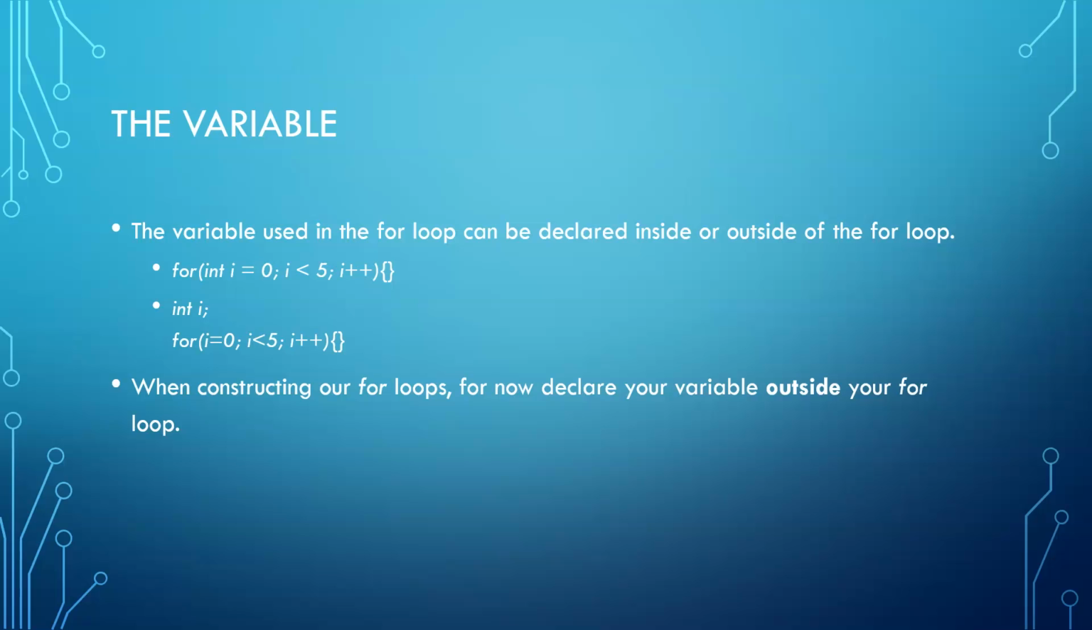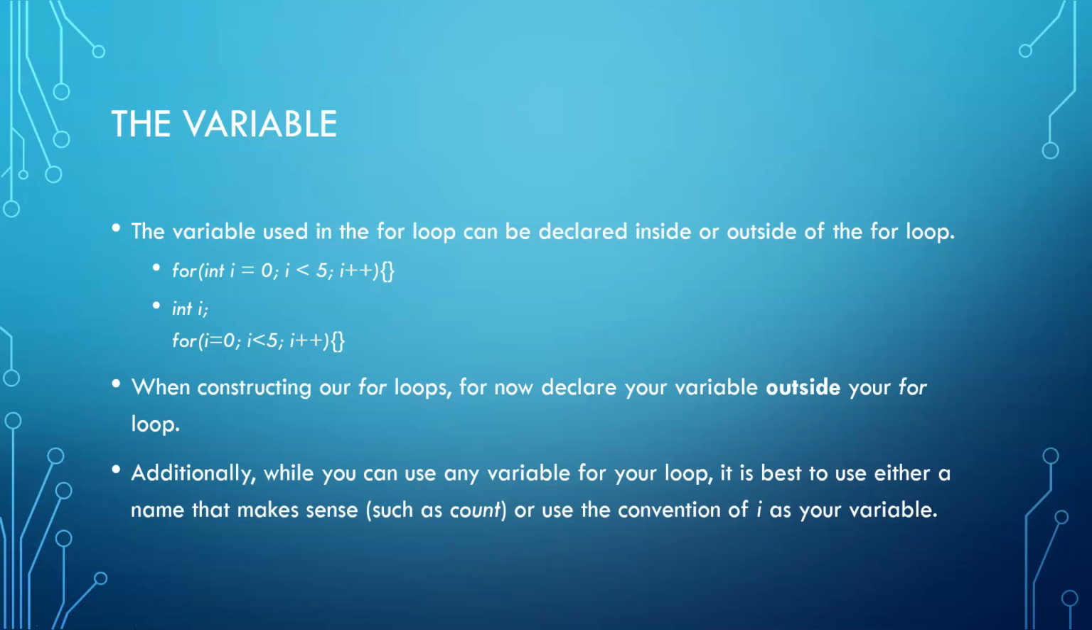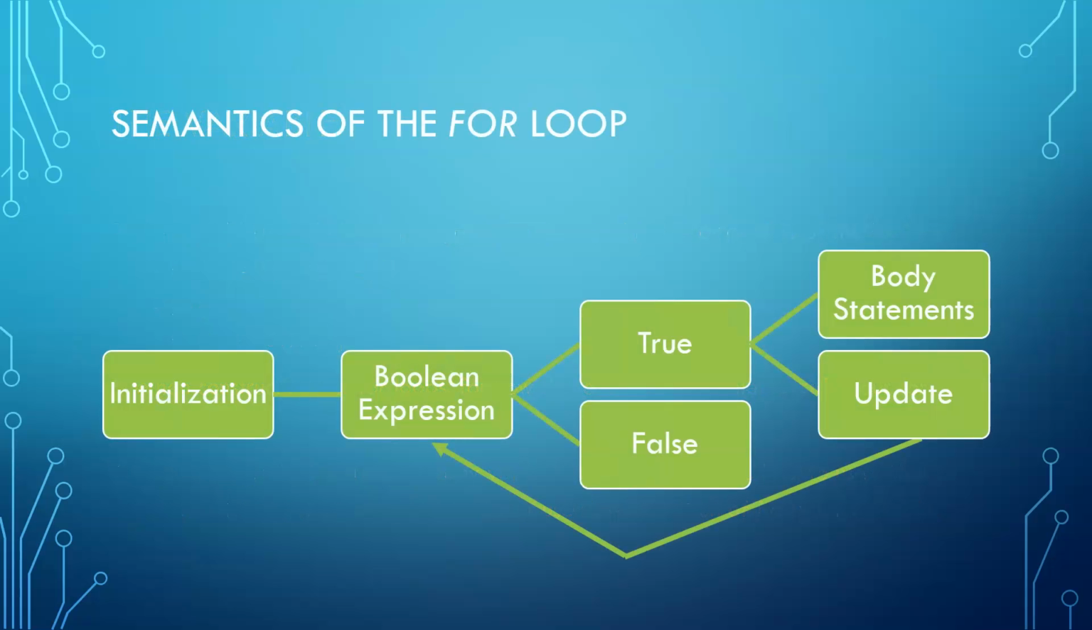But just when we're starting out today, we're going to go ahead and start it off so that it's outside the loop. Once you've done a couple of labs like that, you're more than welcome to switch to using this way. A lot of times I'll use it this way because I'm only interested in a variable that is going to exist locally inside of this loop. Now, additionally, while you can use any variable for your loop, it could be count, i, int, whatever, you should use something that makes sense for your naming convention, such as count. Or you can use the convention of i as your variable, or sometimes you'll see j as well, especially if you nest loops.